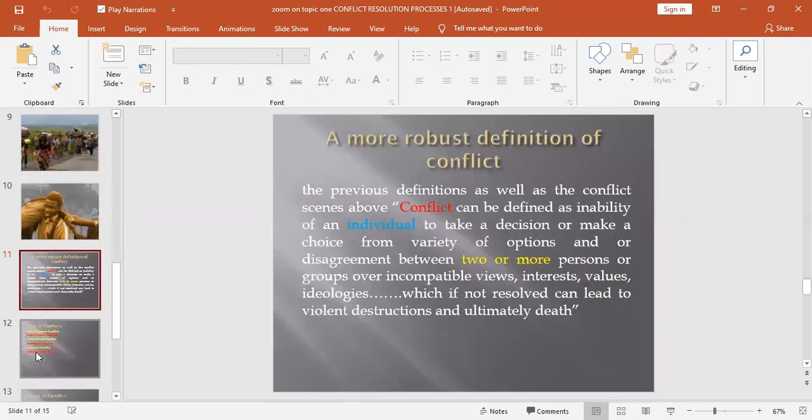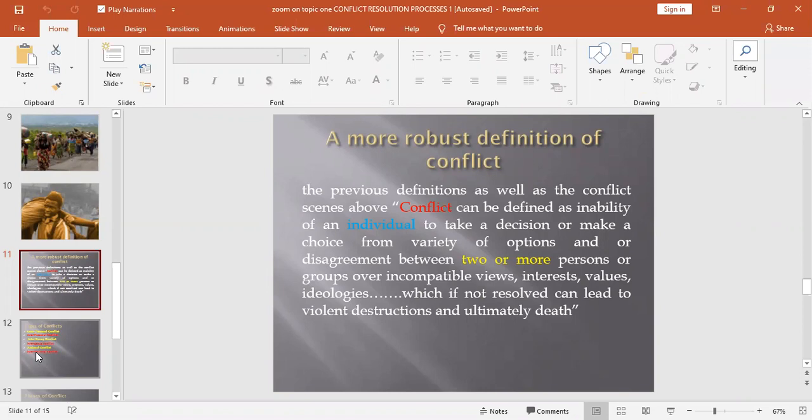So from the definitions that the scholars we reviewed gave, and these conflict scenes, the photos I've shared with you, I'm going to come up with my own robust definition of conflict, because of the omission the other scholars made of conflict affecting an individual. So I'm going to come up with a more robust definition that will take care of all this.